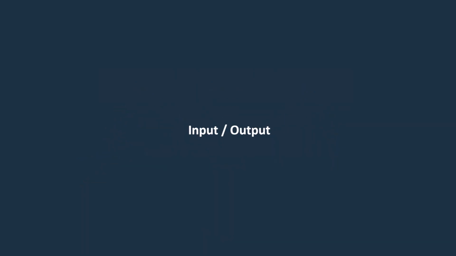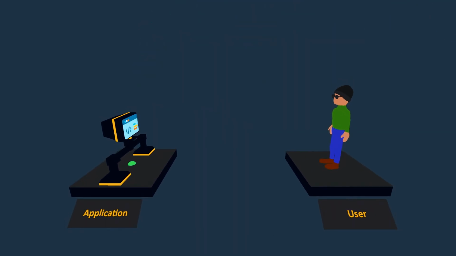This communication between an application and its user is referred to as input-output or I/O. In other words, inputs are the data sent by, for example, a user to an application. Then the application gets these inputs and performs a series of calculations on them and returns the results to the user as outputs.